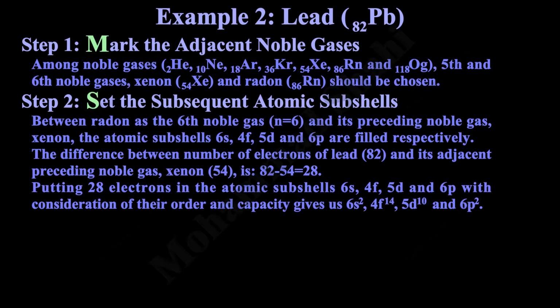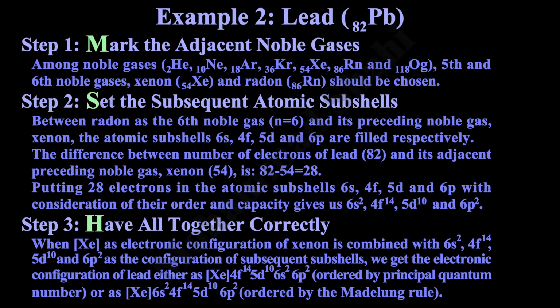Of these 28 electrons, at first 2 electrons are put in the 6s subshell to completely fill it and give 6s2. Then 14 electrons are put in the 4f subshell to completely fill it and give 4f14. Then 10 electrons are put in the 5d subshell to completely fill it and give 5d10. Subsequently, the remaining 2 electrons are put in the 6p subshell to give 6p2.